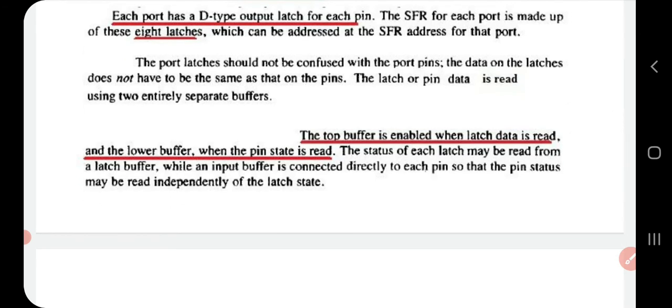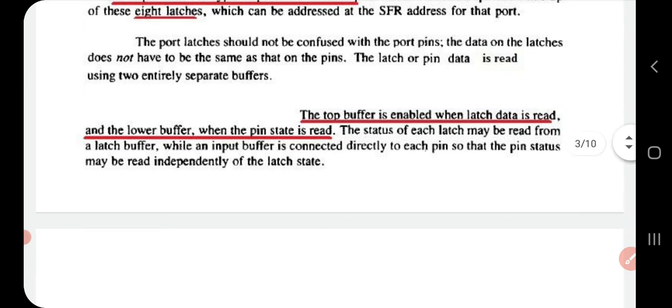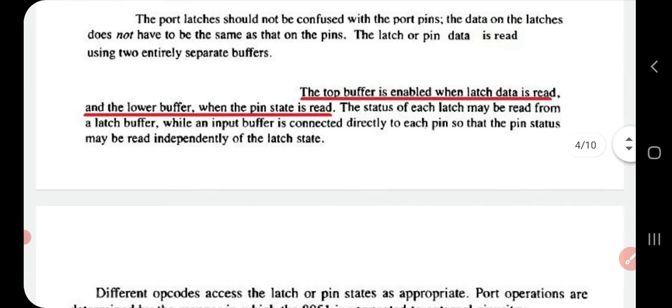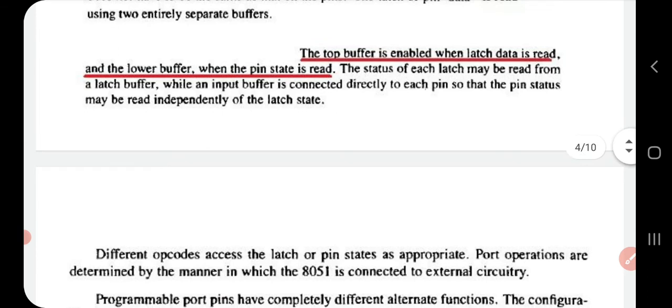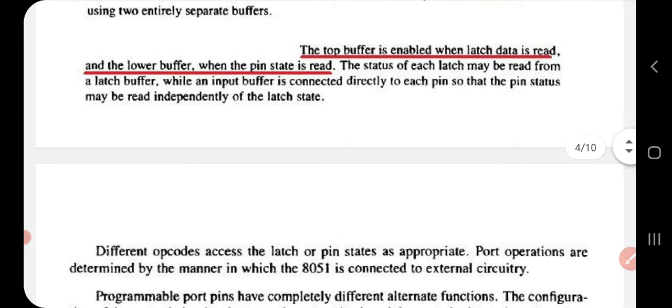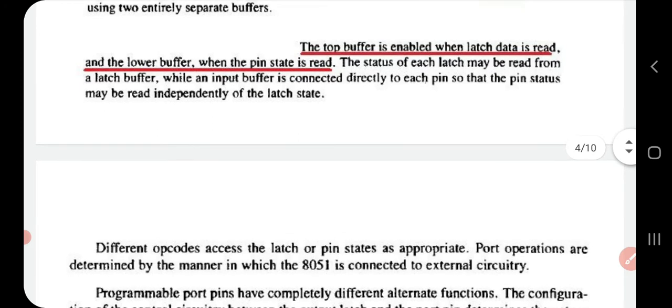Port latches and port pins are not the same. That is, the data on the latches does not have to be the same as the data on the pins. The pin data or the latch data is read using two separate buffers, a top buffer and a lower buffer. The top buffer is enabled when latch data is read, and the lower buffer is enabled when pin state is read.